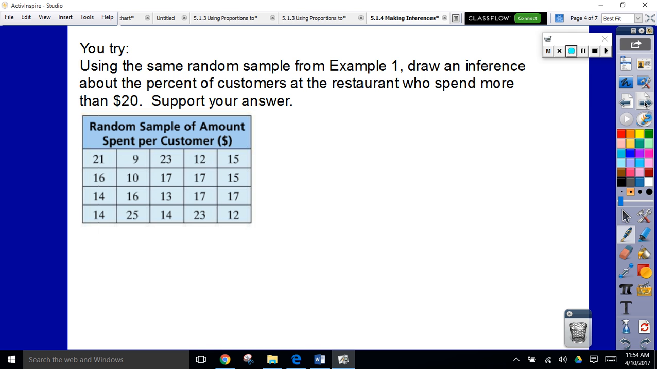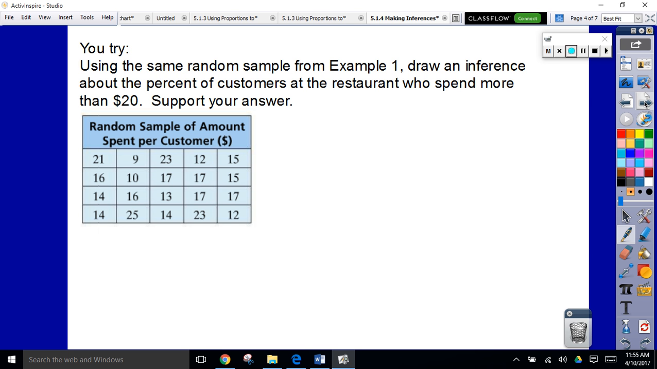Okay, the next one says using the same random sample, and these are the same numbers, I just gave you another table to look at. Draw an inference about the percent of customers at the restaurant who spend more than $20. And I saw a lot of you had this right already. Here's how I would approach this.